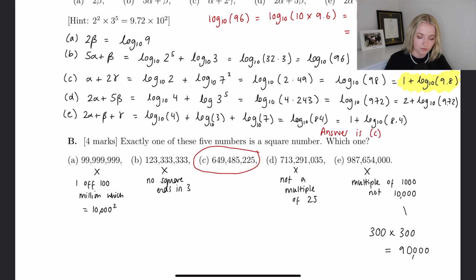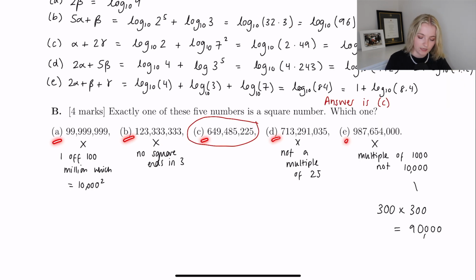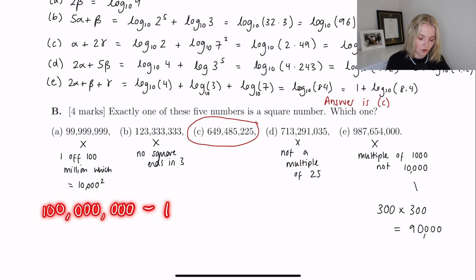So question B says, exactly one of these 5 numbers is a square number, which one is it? Now we have each of these numbers here, and we can just work through them and deduce some things about them. And the kind of nice thing in this question is you can deduce which is the square number by process of elimination, which is quite nice. So here we have A, which is this value. Now, hopefully you'll know that this is 100 million minus 1, and hopefully you'll know that this itself is actually a square. It's 10,000 squared.